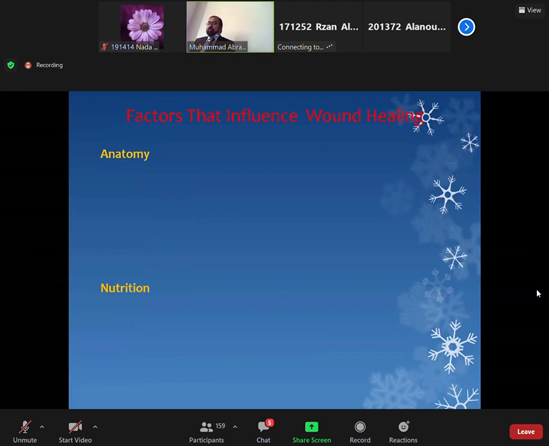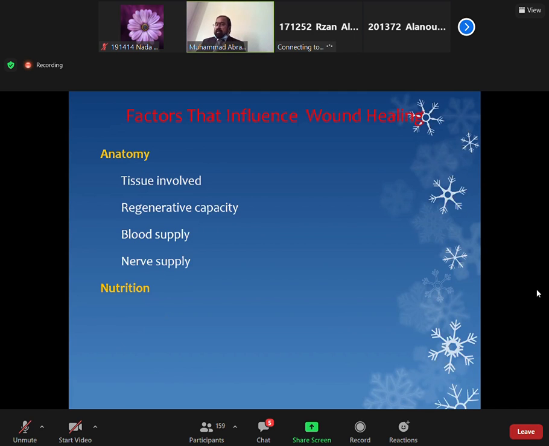Okay, so factors that influence wound healing. Number one, the anatomical tissue involved. For example, skin repairs easily, and if it is bone, it will take a little longer to heal. Regenerative capacity: skin has very good regeneration, it's a labile cell. Bone is a stable cell, so it will take a little longer time.